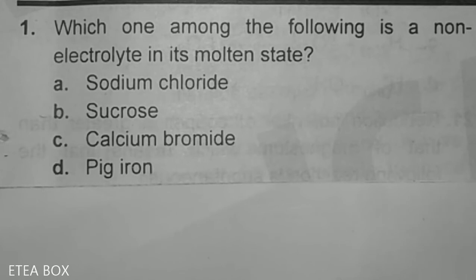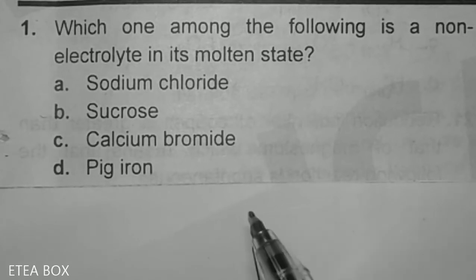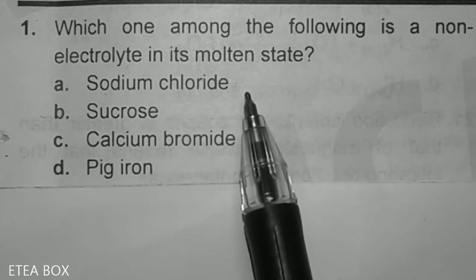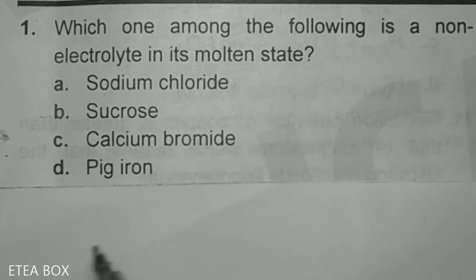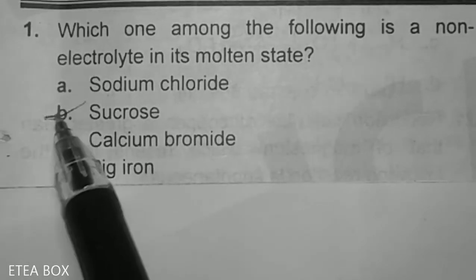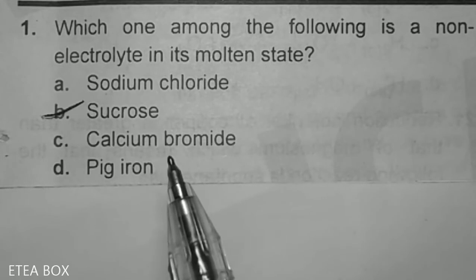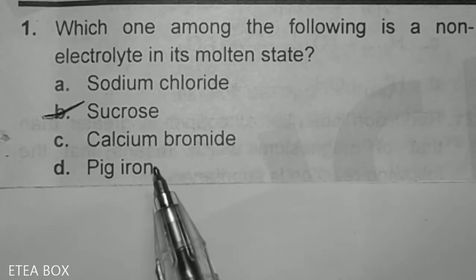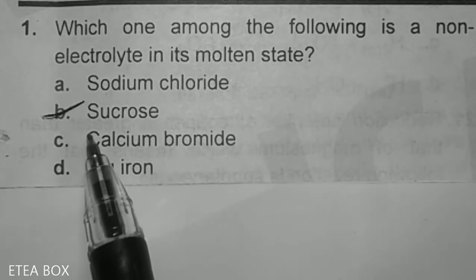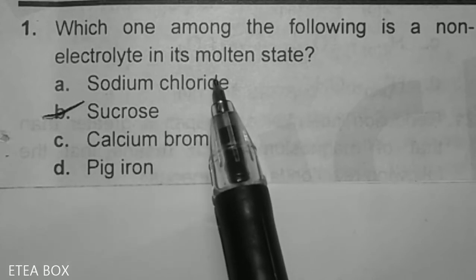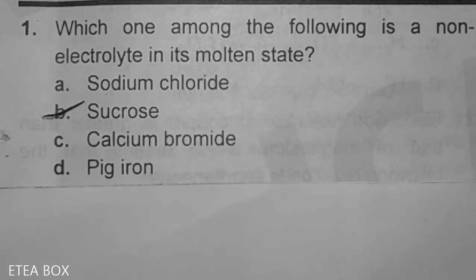Assalamu alaikum students. So our first MCQ is, which one among the following is unknown electrolyte in its molten state? Look at here, sucrose. Here option B is correct. What is electrolyte? Electrolyte is a substance which converts into ions in molten or solution form and which conducts electricity. So here we know that sucrose does not convert into ions in molten form, so it is unknown electrolyte. Here option B is correct.